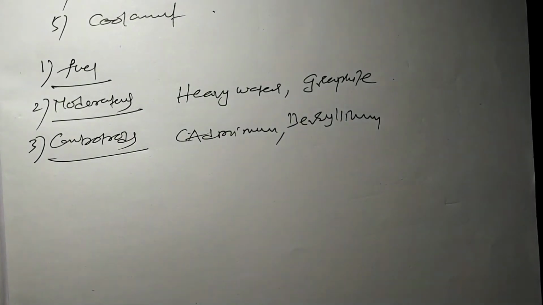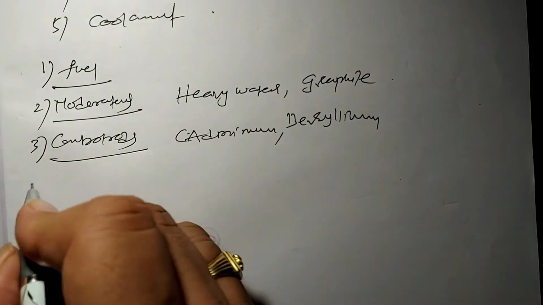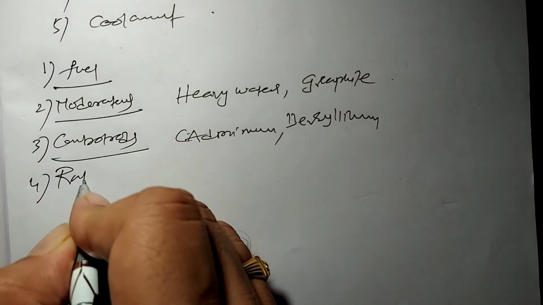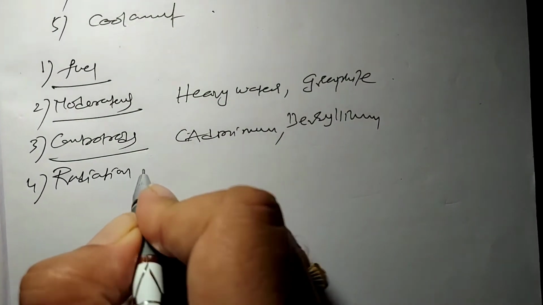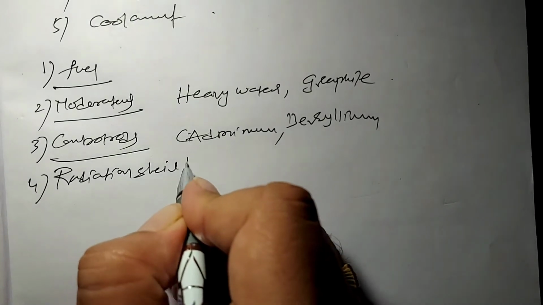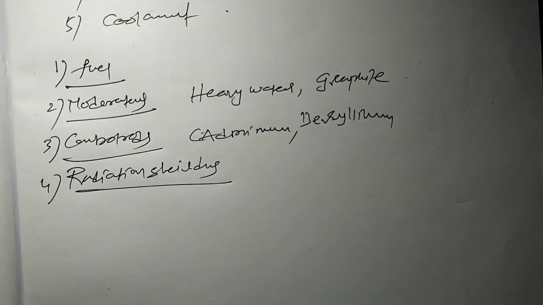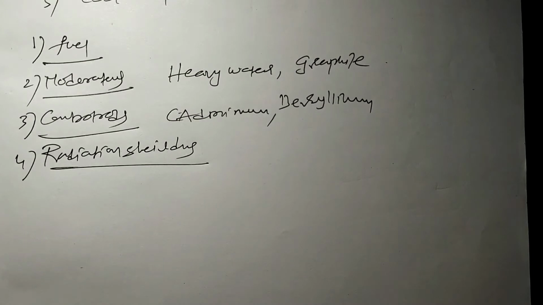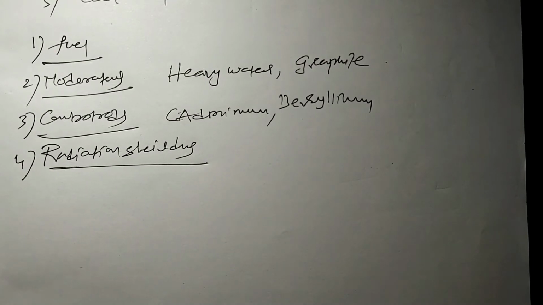These are used as control rods. Number 4, radiation shielding. Radiation is very harmful. Radiation released at the nuclear reactor is very harmful.